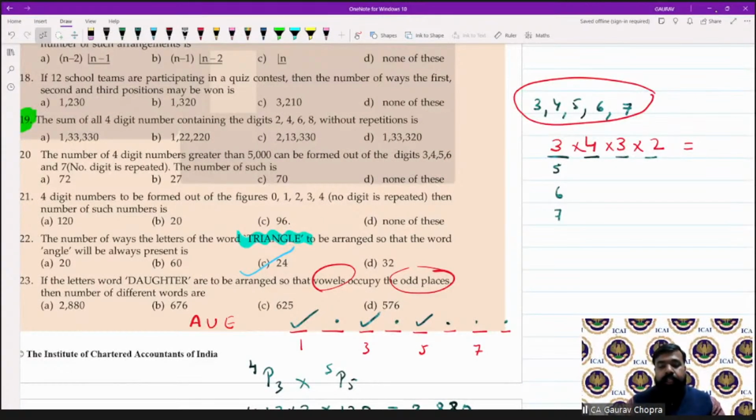So a number greater than 5,000 was required. So what is the multiplication? It is 72.